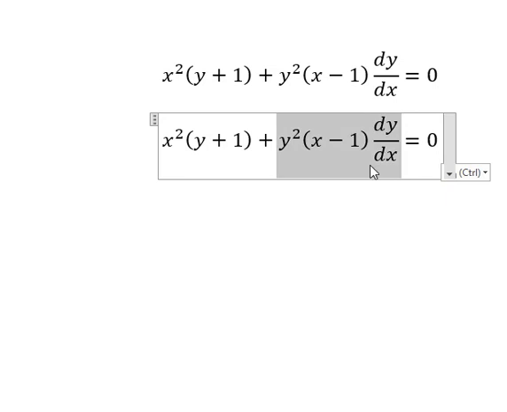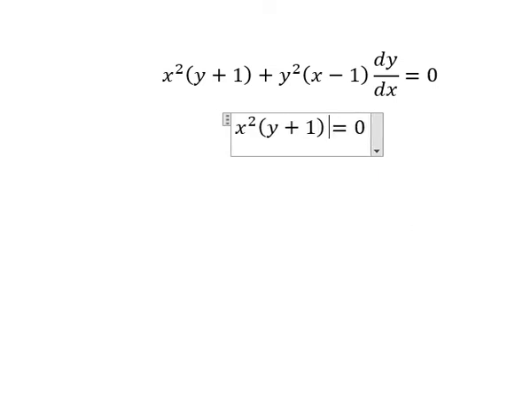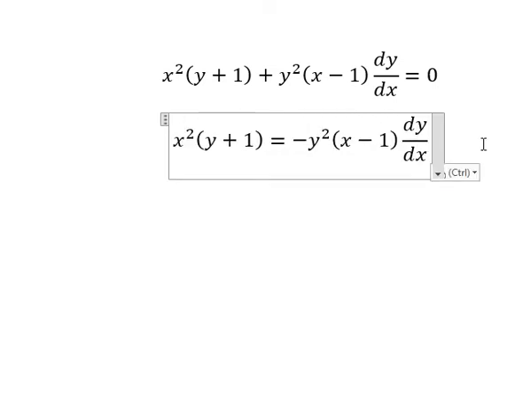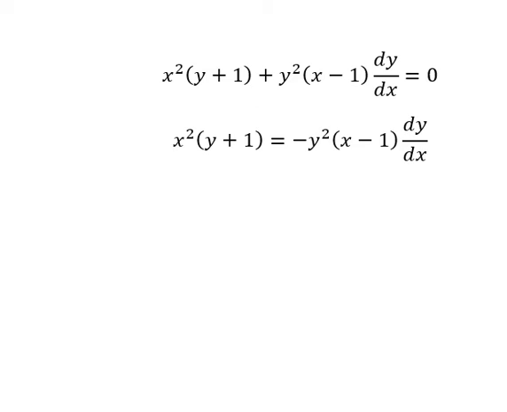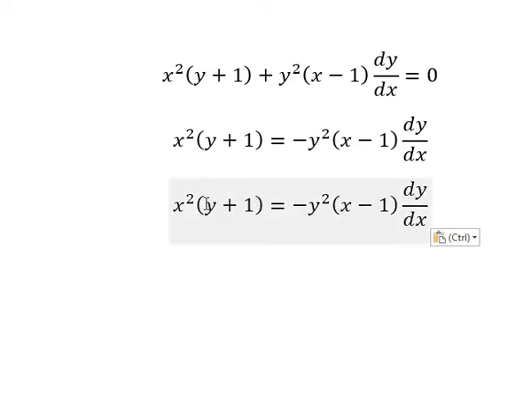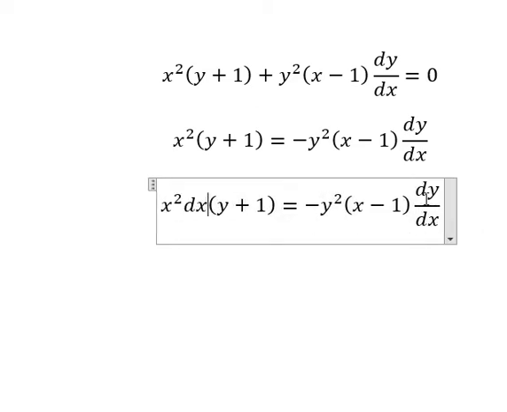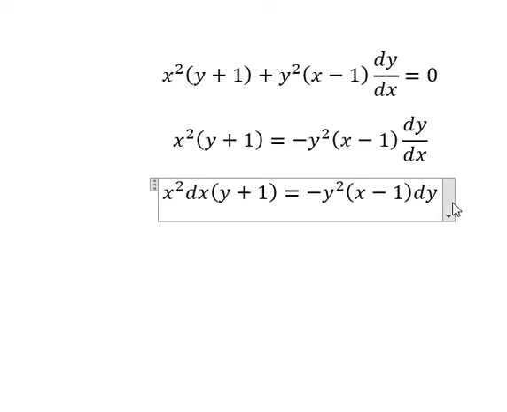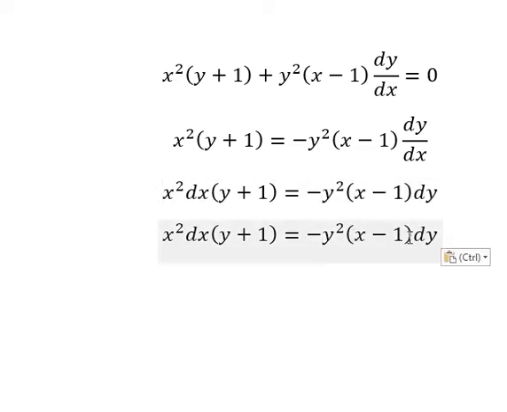So I will put this one go to the right. Next, I will put the s gone here. Next, we divide both sides by x minus 1, y plus 1.